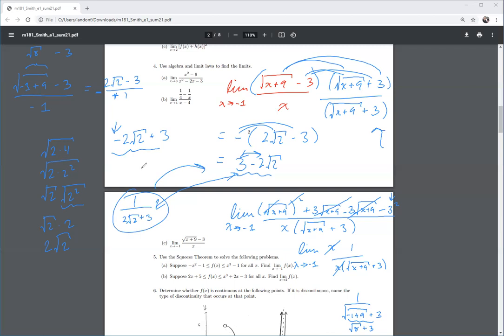Maybe they plugged in x going to 1 rather than -1. I'm not really sure where that came from, but it appears to be this. Yeah, because that's what I got as well. Okay, sweet. Not really sure why that was. Are there any other questions regarding this?